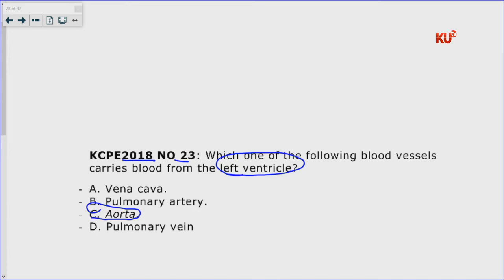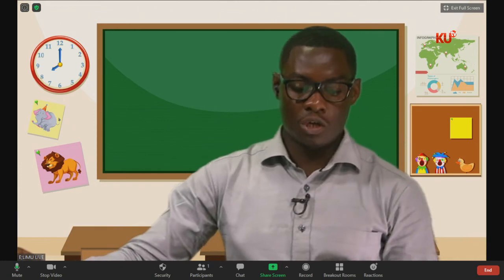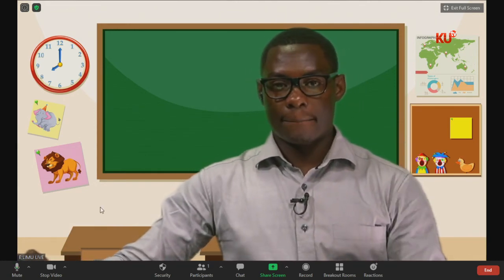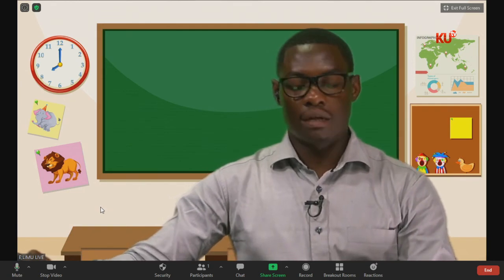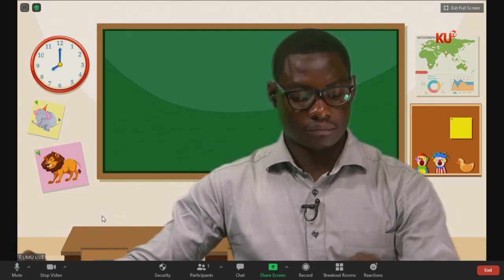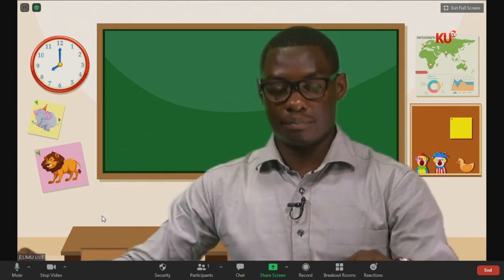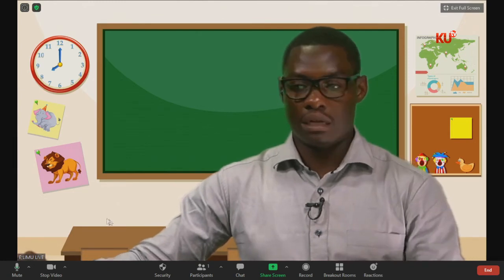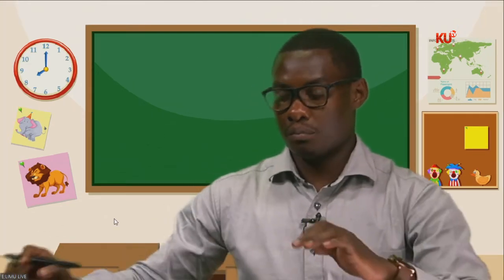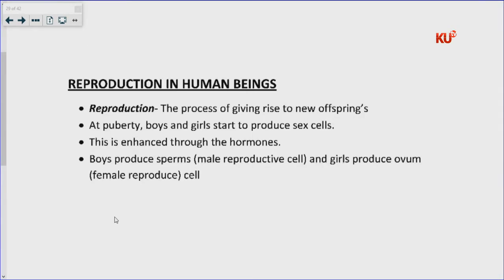That is all about blood circulation, and we are now doing the last part of the human body, and that is what we call the reproductive system, or reproduction in human beings. So that is the last part that I want us to look at, and I'll be very fast, so you have to bear with me. So we start by defining some terms.